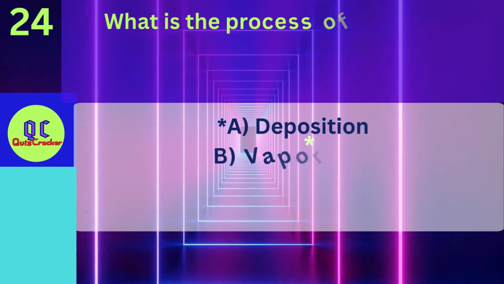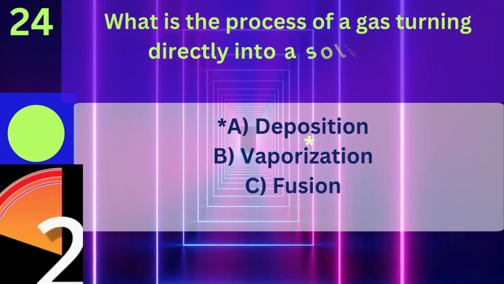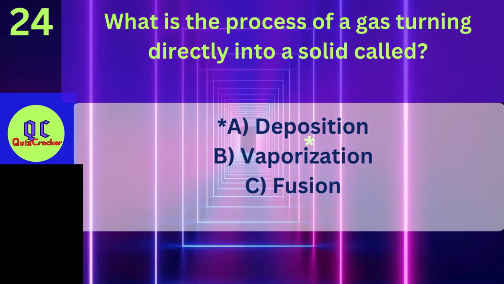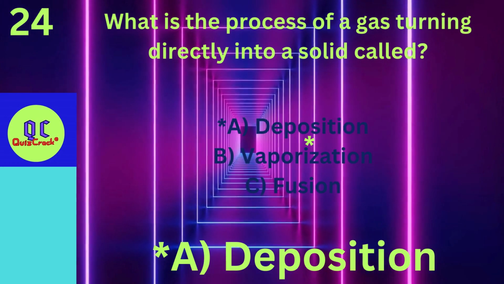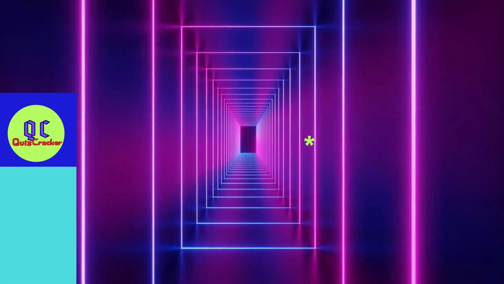What is the process of a gas turning directly into a solid called? A. Deposition. B. Vaporization. C. Fusion. Correct answer, A. Deposition.